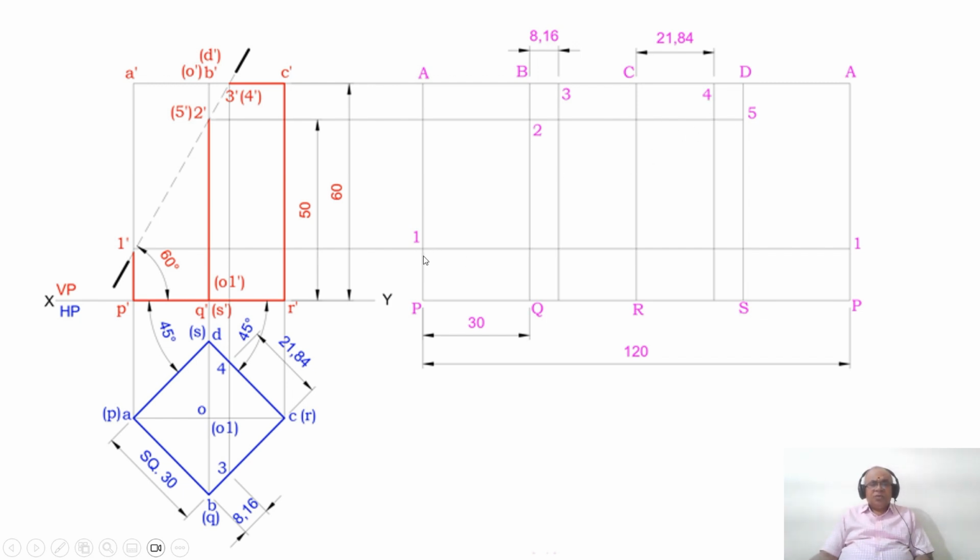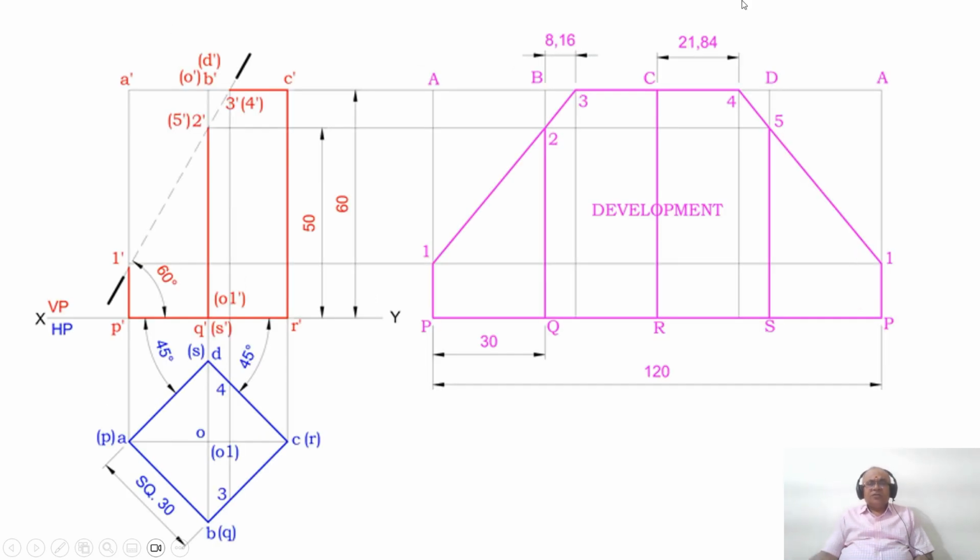Then what do I need to do? Join the numbers, that is 1 to 2, 2 to 3, 3 to 4, 4 to 5 and 5 to 1. So this is what you can see here. Once you do that, the remaining portion which has to be retained has to be darkened. So from 1 dash to P dash is dark. So you darken between 1P, and here also 1P.